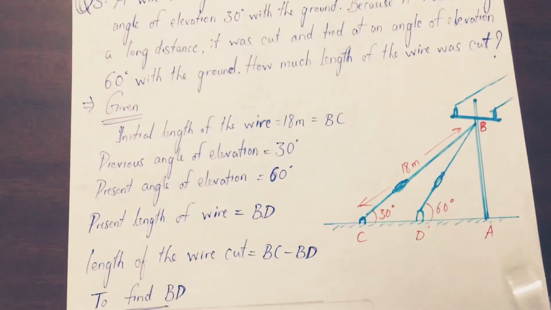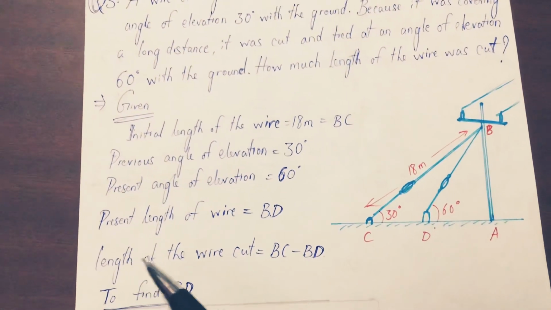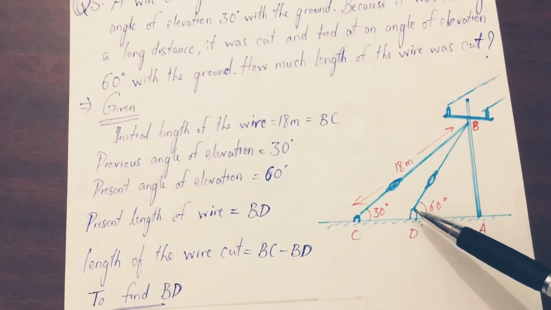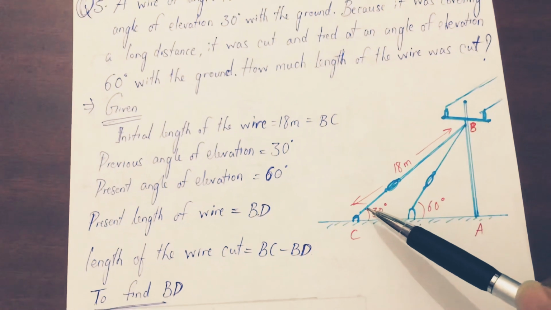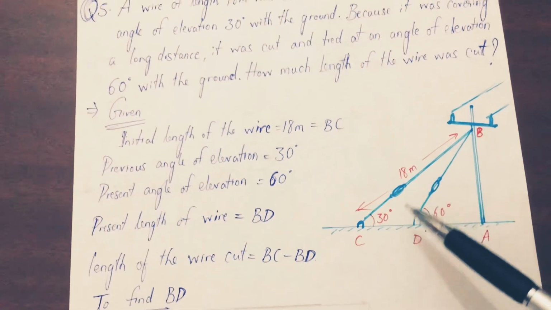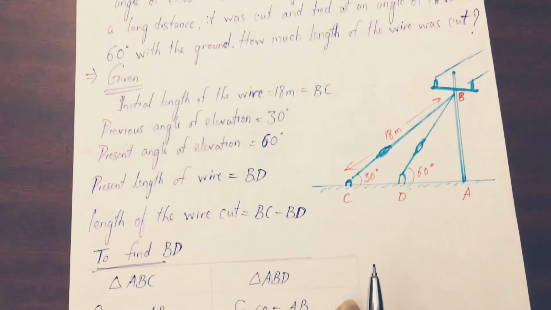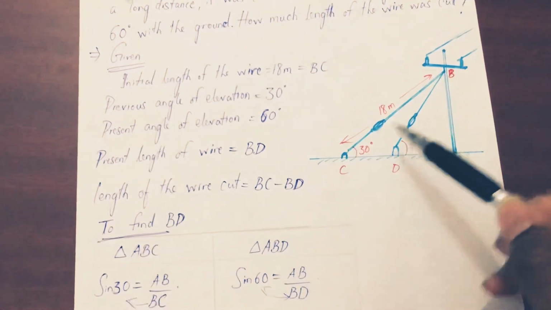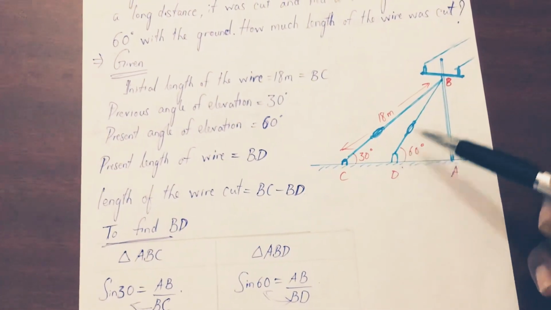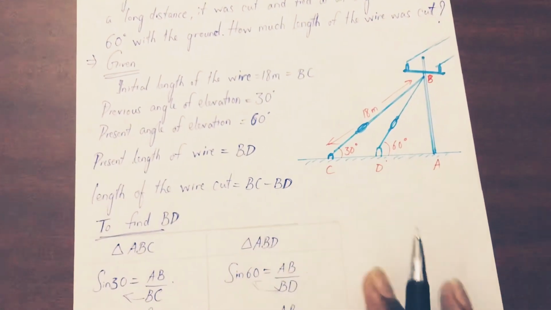To find the amount of wire which is cut from the initial position, the length of wire cut is equal to BC minus BD, meaning initial length minus present length. Initial was BC and present is BD. If we subtract these two values, we can find how much wire has been cut. We already know the BC value. If we are able to find the BD value, then we can directly find the length of wire cut.